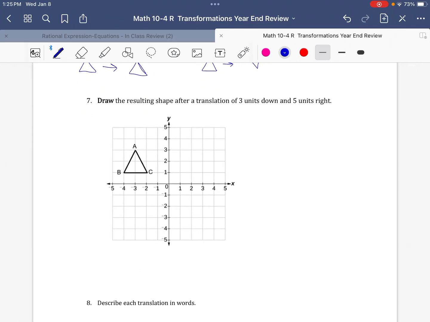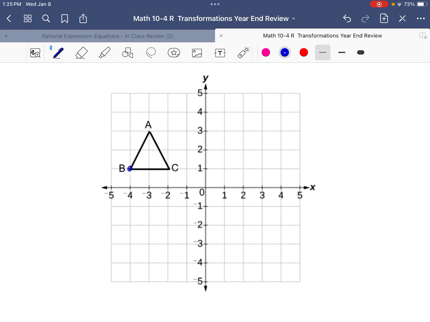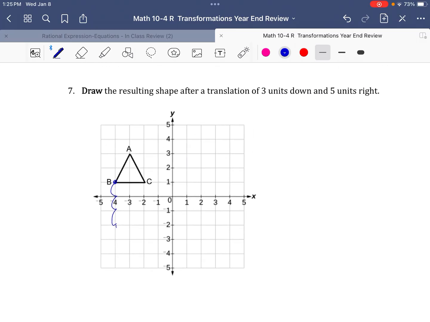Okay, so this one is just simply sliding 3 down and 5 right. So pick any point here, and we'll start with B. We're going to go down 3 and 5 right. So B ends up there, and we do the same thing for A. 1, 2, 3, 1, 2, 3, 4, 5. That's where A goes, and 1, 2, 3, 1, 2, 3, 4, 5. And there's C. So our translation, our slide, that's where it ends up. And because it's new, we're going to put little hash marks above, little apostrophes, indicating it's a new shape. Okay, so A prime, B prime, C prime.